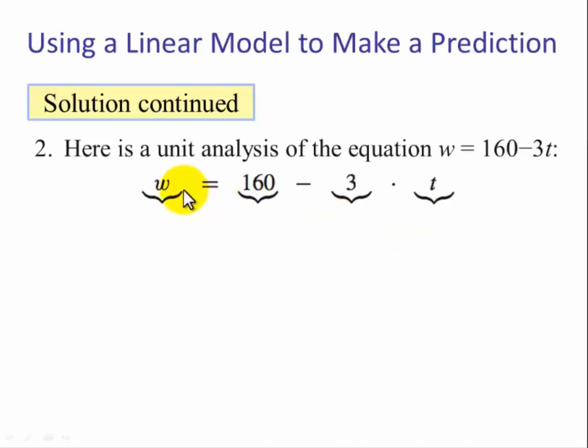Next, we're going to do the unit analysis of the equation W equals 160 minus 3T. So if we write out our equation, W, what's the units of W? That's weight. That was measured in pounds.